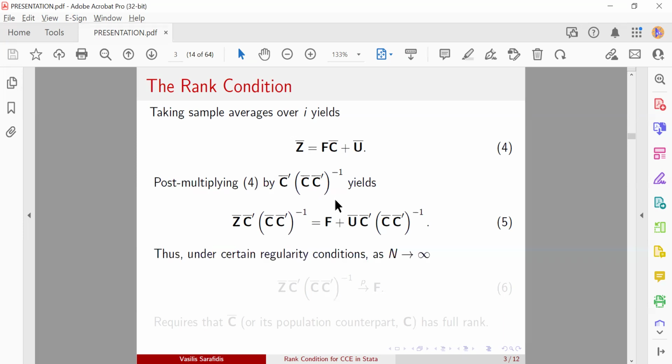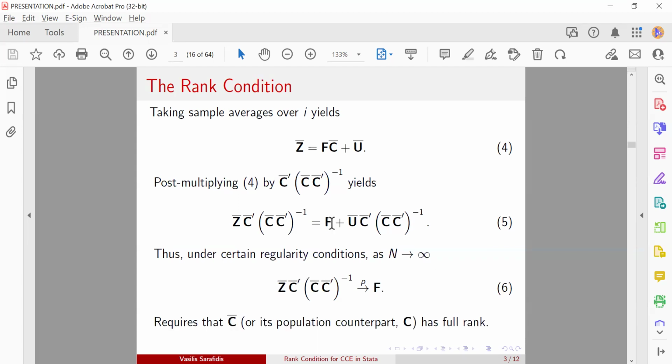So under certain regularity conditions, as N grows large, this quantity here converges in probability to F, while this quantity is asymptotically negligible. So effectively, what we have shown here is that F is spanned by linear combinations of Z bar. So although we do not directly observe F, we can control for F using cross-sectional averages of the observables.